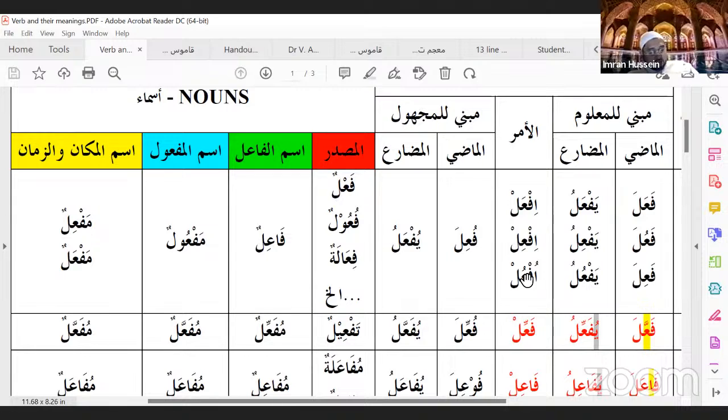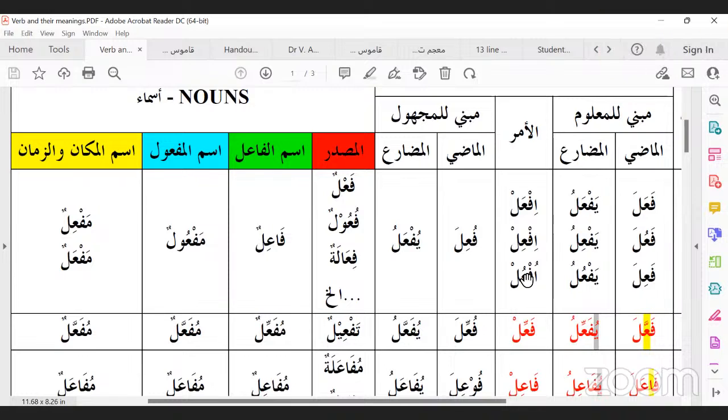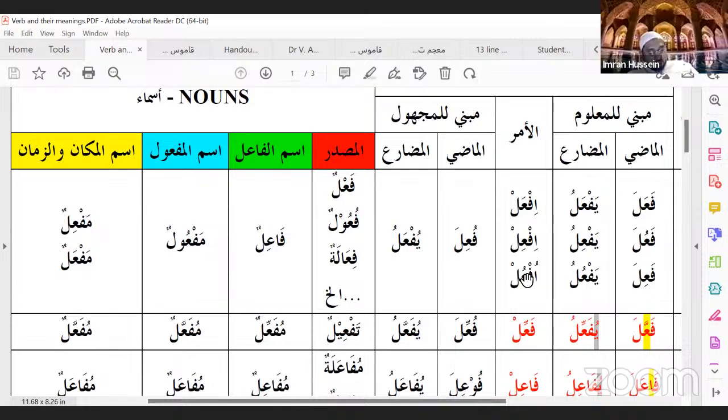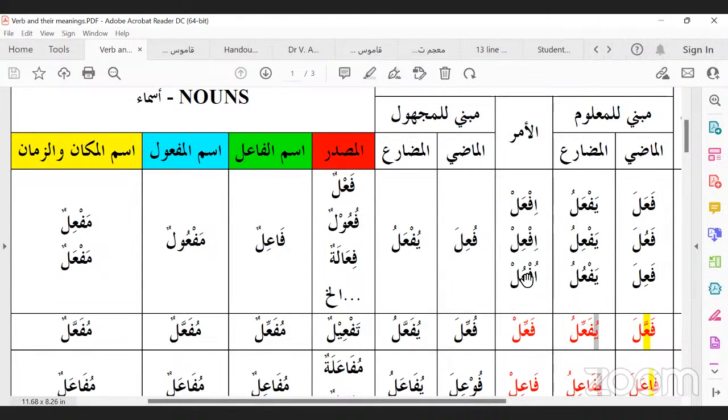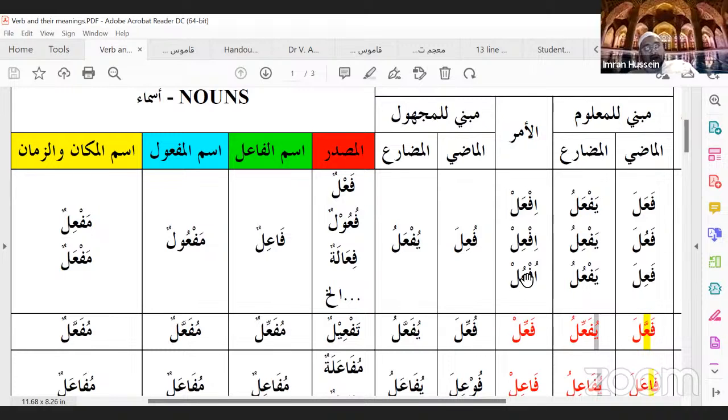I'll give you another example. Kharaja, yakhruju. Yakhruju means he is exiting. And the pronunciation of the word is makhrajun. Makhraj has two meanings, it also means exit point. So the dhamma on the ra is changing to a fatha.